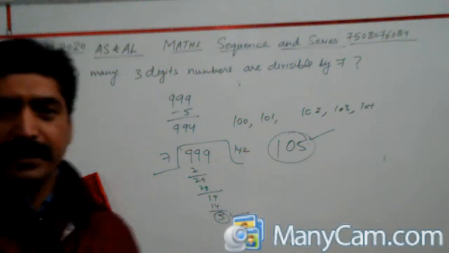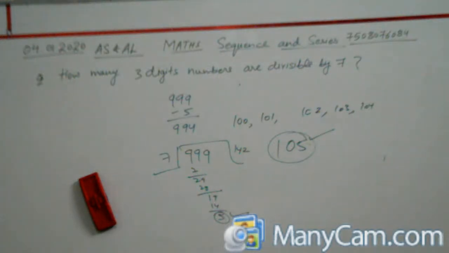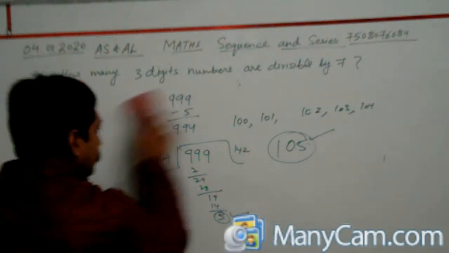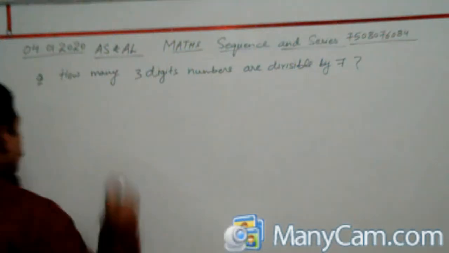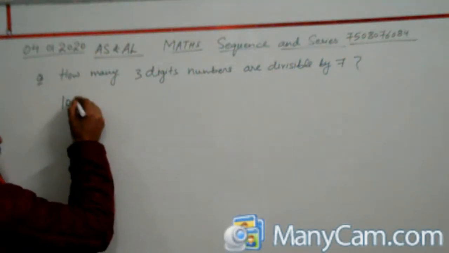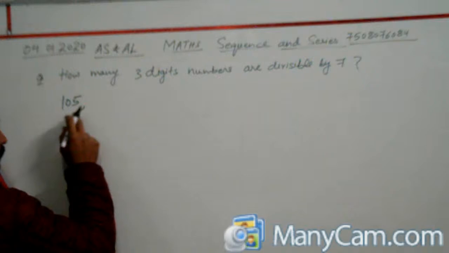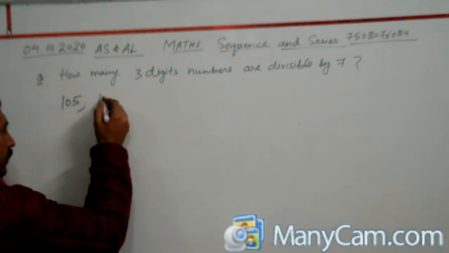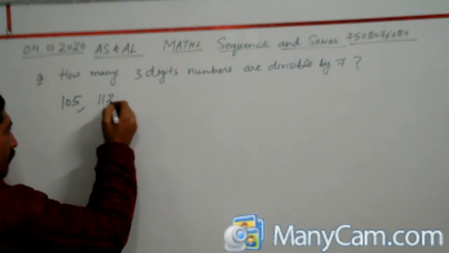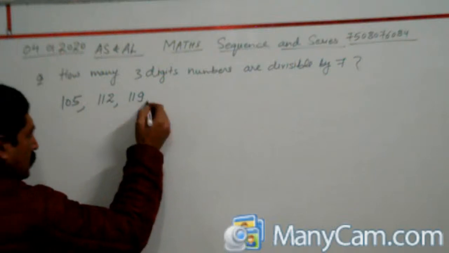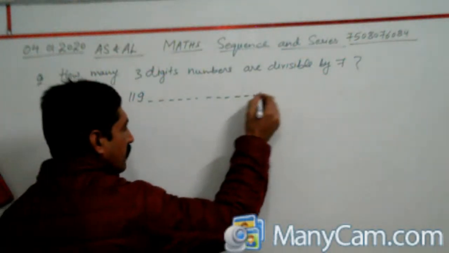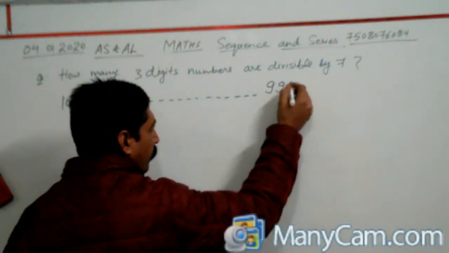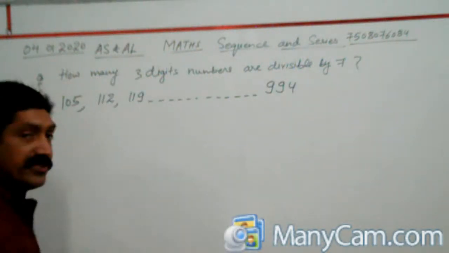First we will find these numbers, right? So here the numbers are 3-digit numbers which come in the table of 7: 105, then 112, 119, and so on up to the last number which is divisible by 7, that is 994. Okay, we have checked.